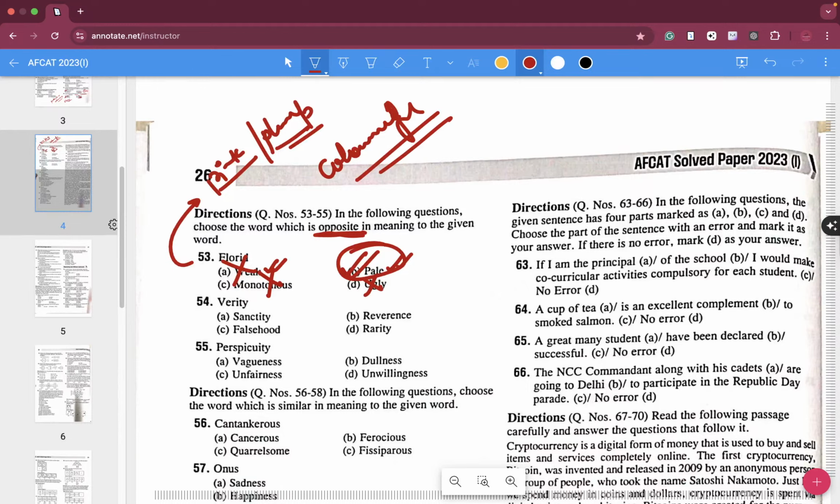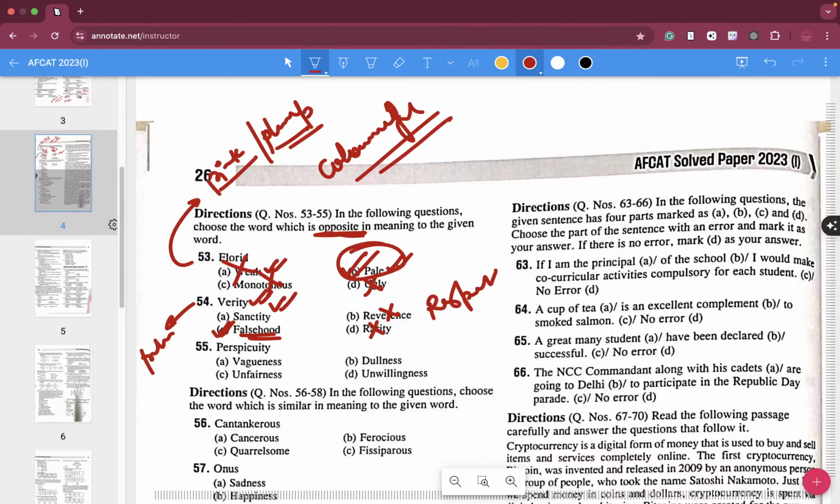Verity. The meaning of verity is truth, truthfulness. So the opposite of this will be falsehood, not rarity. Reverence means respect. Sanctity means, let's say you have the sanctity of doing your PYQs properly, without any cheating and all that stuff. That is your sanctity.